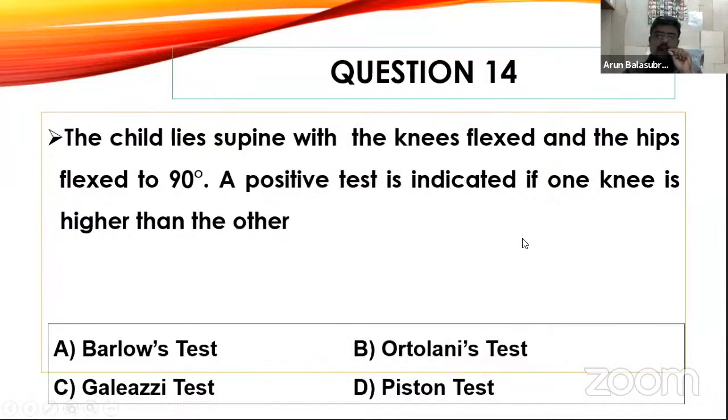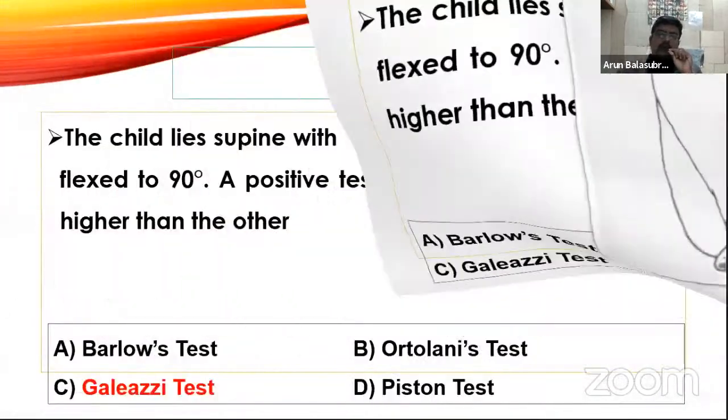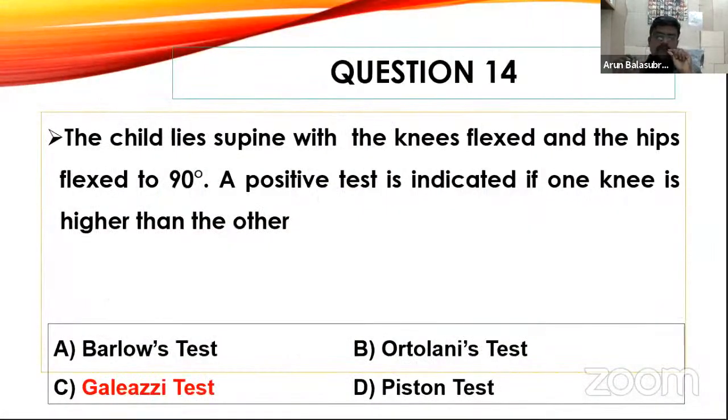There are other tests like Barlow's test and Ortolani's test, which are also used to diagnose congenital dysplasia of the hip. Now it is termed developmental dysplasia of the hip because researchers have said that the dislocation does not occur congenitally, whereas there is a developmental malfunction in the hip. So it is DDH, instead of CDH, which we studied earlier. The new textbook comes with DDH, developmental dysplasia of the hip.